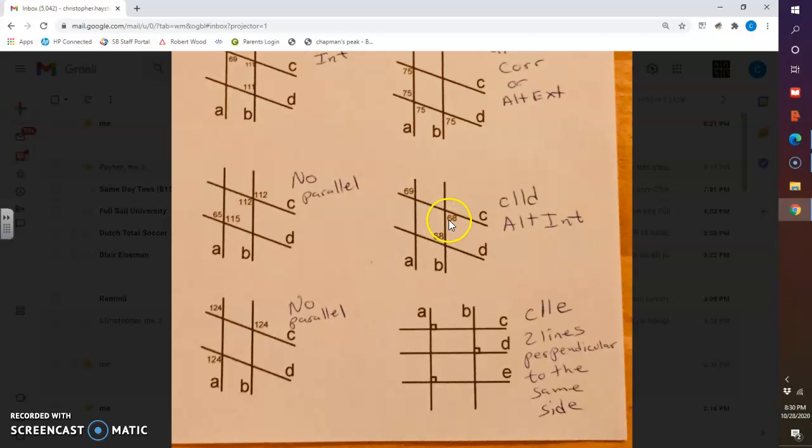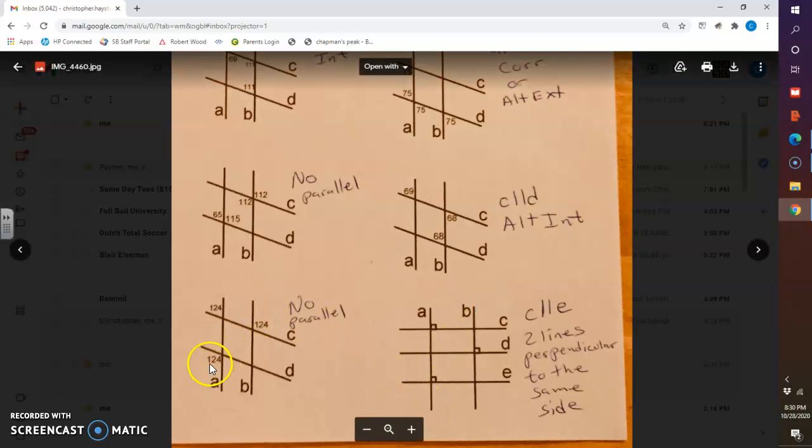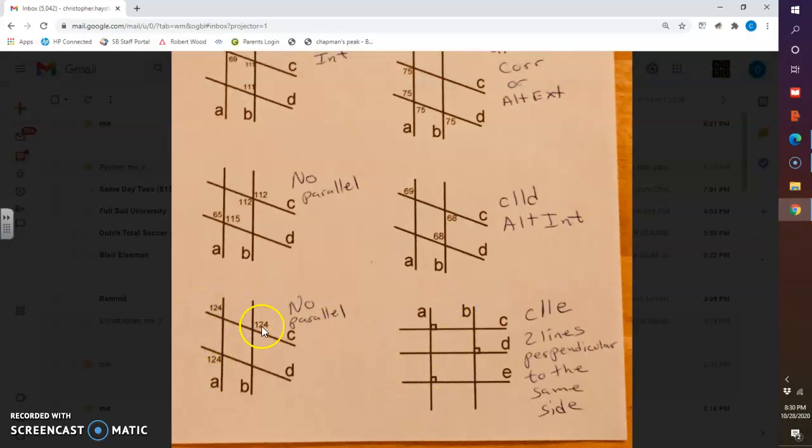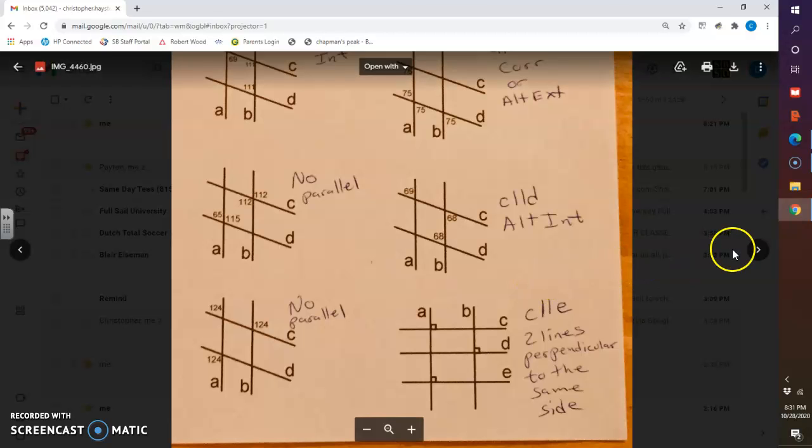Here, my alternate interior angles are equal. They're along transversal B. Side A has nothing to do with it, so sides C and D are parallel by alternate interior angles. Here, we have what we call same side exterior angles are equal. That doesn't matter. There's no rule about same side exterior angles, so therefore these lines we can't conclude are parallel. And finally, C and E are parallel because C and E are both perpendicular to line A. Anytime two lines are perpendicular to the same line, the lines are parallel.